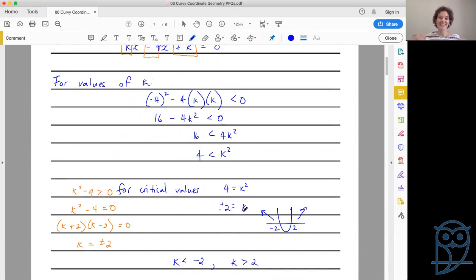So nice revision of quadratic inequalities, nice revision of discriminant. And that's what we're pulling through when we do these curvy coordinate geometry questions.